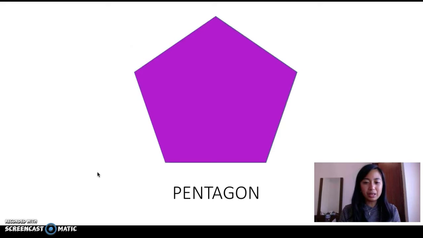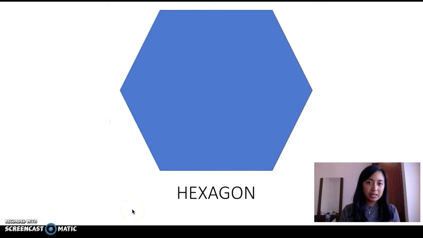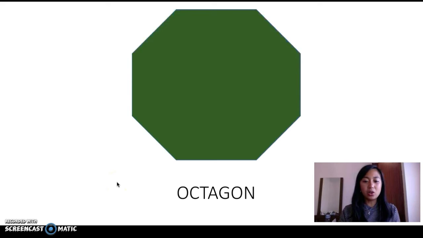Next we have the pentagon. So if we count 1, 2, 3, 4, 5, it has 5 sides, so that's why it's called the pentagon. Next we have the hexagon. So if you count the sides, you'll see it has 6 sides. So next we've got the octagon. This one has 8 sides, so that's why it's the octagon.